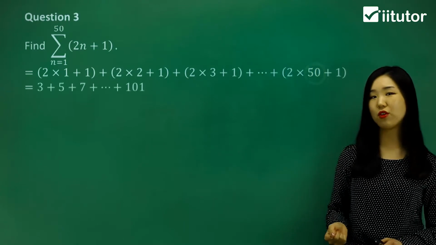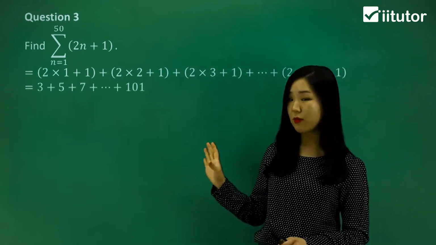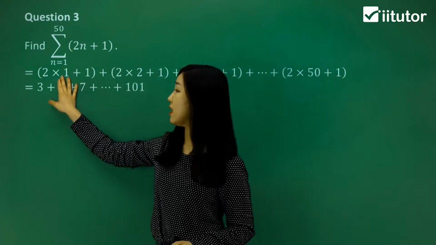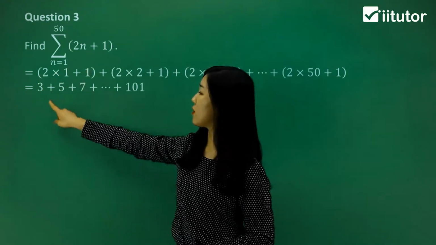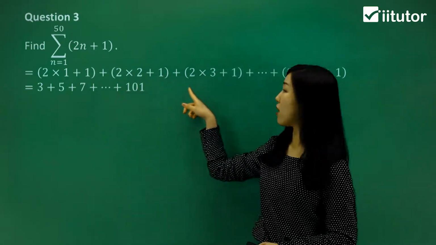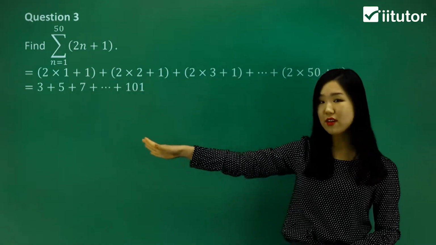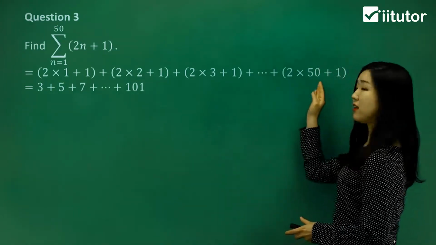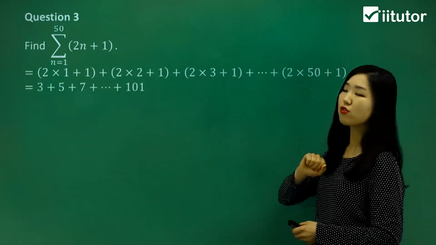So what we're going to do is, I just simplified it a little bit just for your reference, just so you know that it's going to be arithmetic. See, 2 times 1 is 2 plus 1 is 3. 2 times 2 is 4 plus 1 is 5. 2 times 3 is 6 plus 1 is 7. And you can see the pattern, right? And then the final one, 2 times 50 plus 1 would be 101.